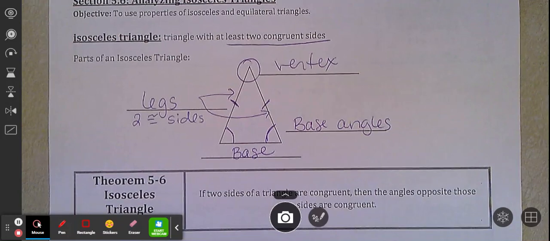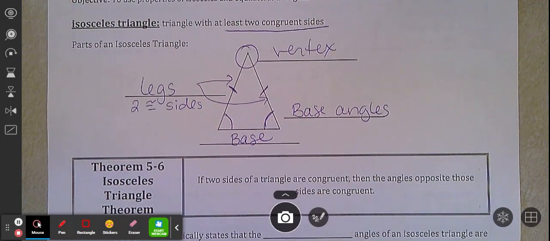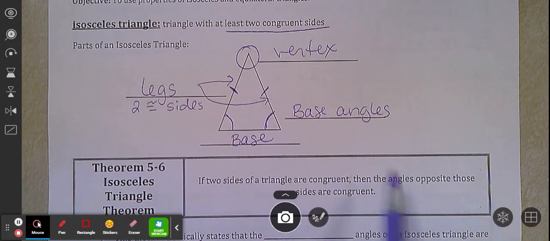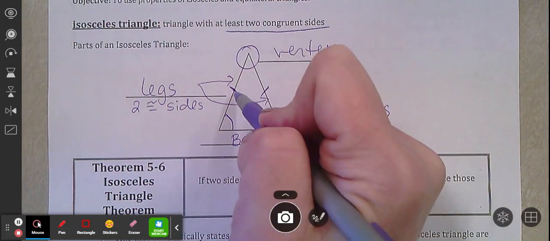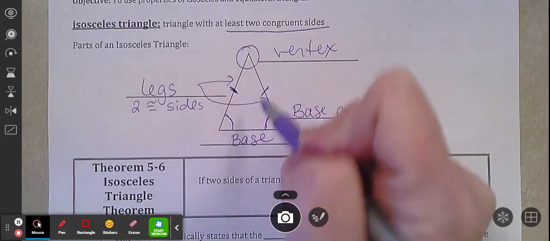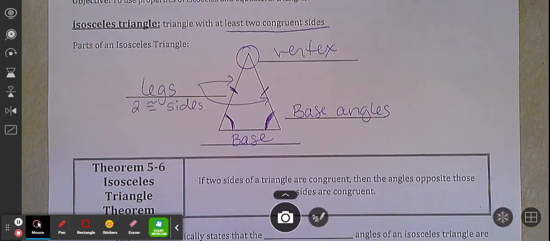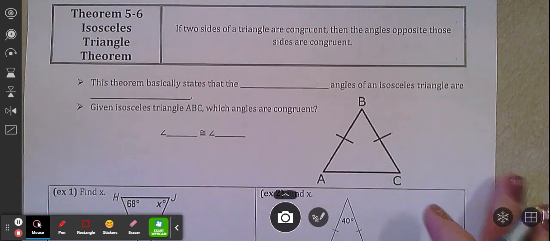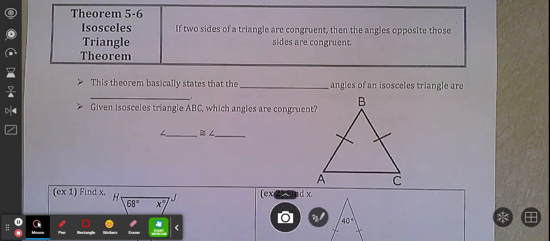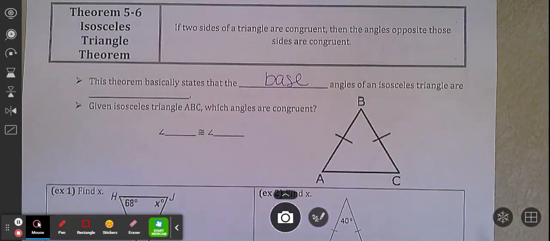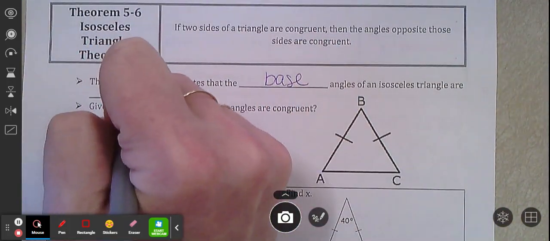Our first theorem from this section says that if two sides of a triangle are congruent, then the angles opposite those sides are congruent. The angles they're talking about are the base angles. If these two sides are equal, it's these two angles that are equal as well. This theorem basically states that the base angles of an isosceles triangle are congruent.